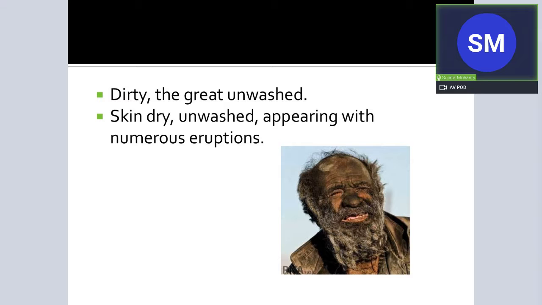And psoric patients are dirty, the great unwashed. There is aversion to bathing. They just don't want to bathe. So they are the great unwashed persons. It is the skin, so that's why the skin becomes dry, unwashed, and appears with numerous eruptions.